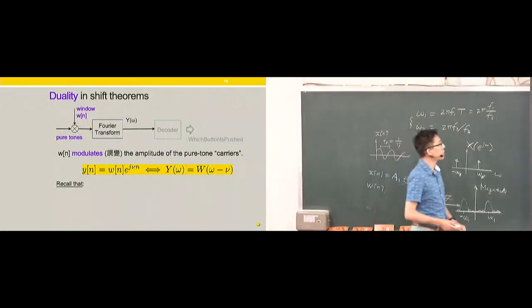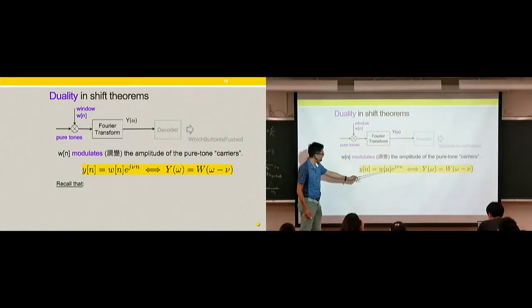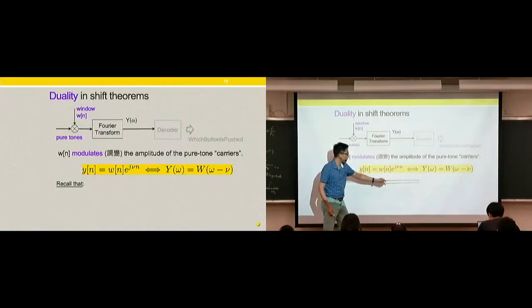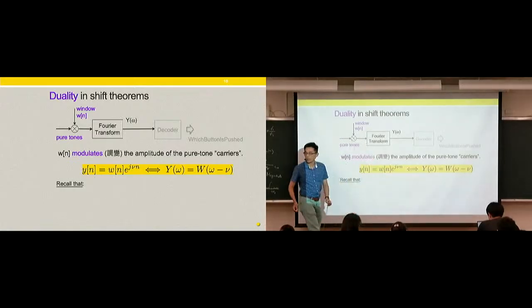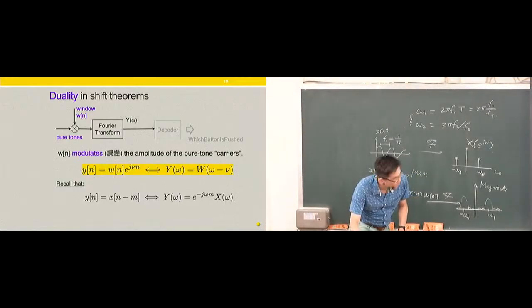Okay, so we have used the kind of shift theorem. Our window W is being carried by our tone, multiplying it. So consequently, the spectrum is a simple shift in the frequency domain. Okay. So I think this should be pretty clear.